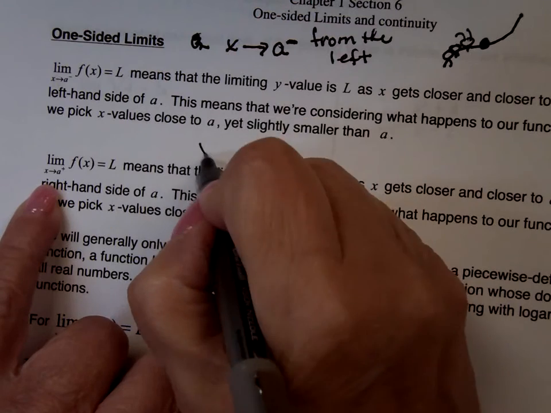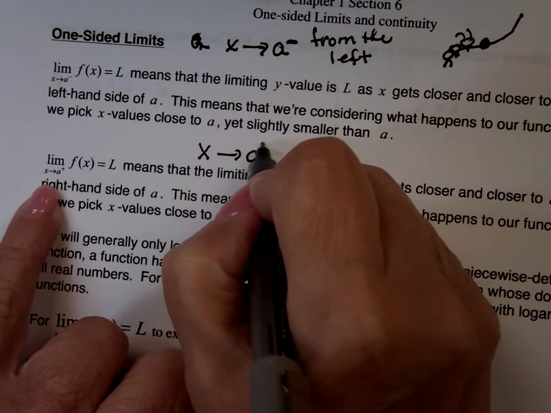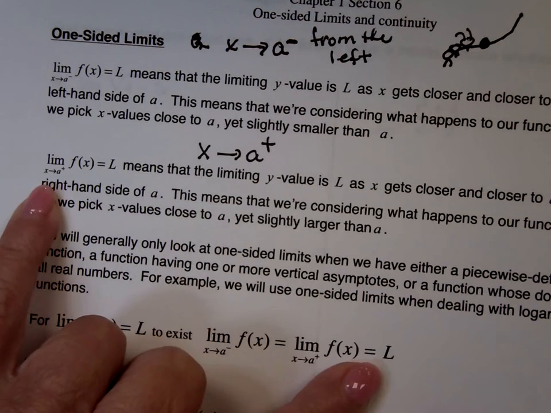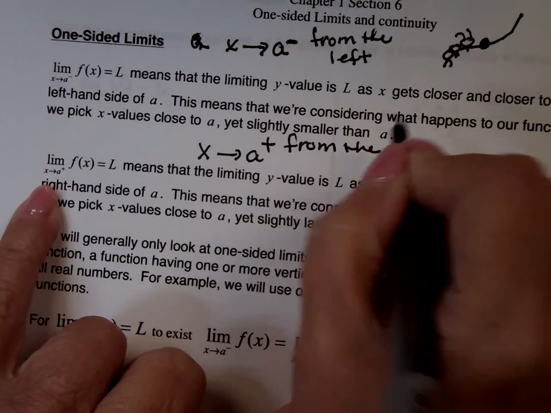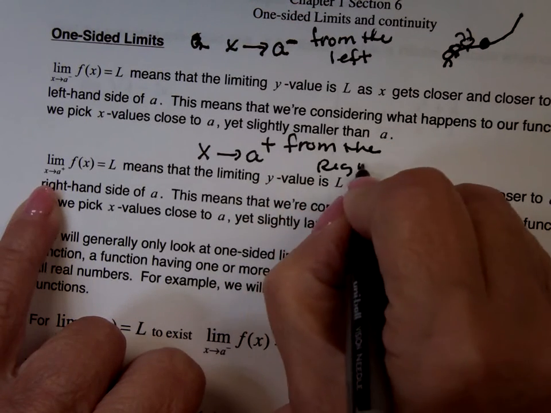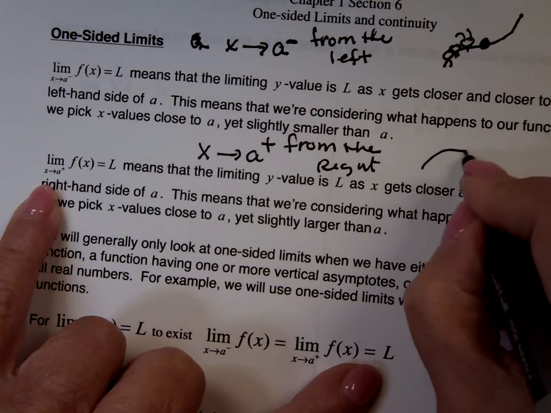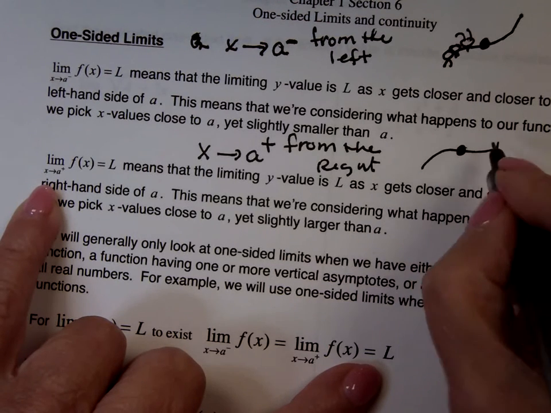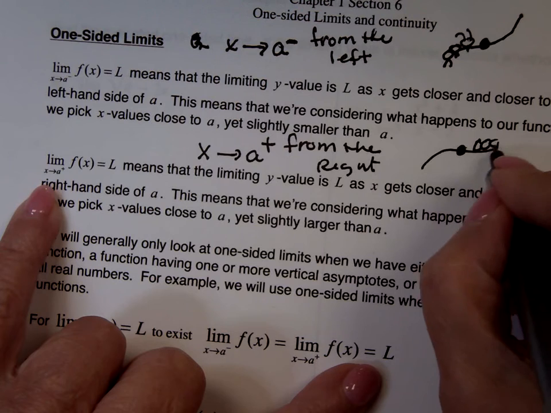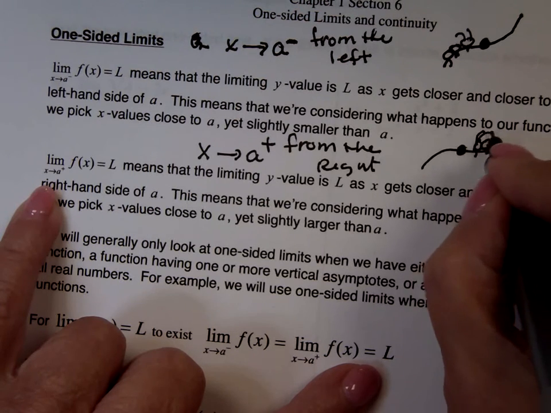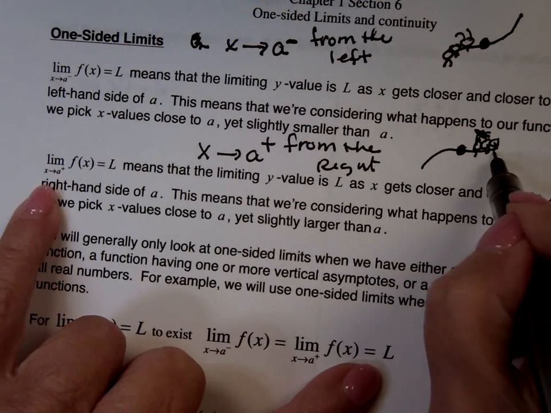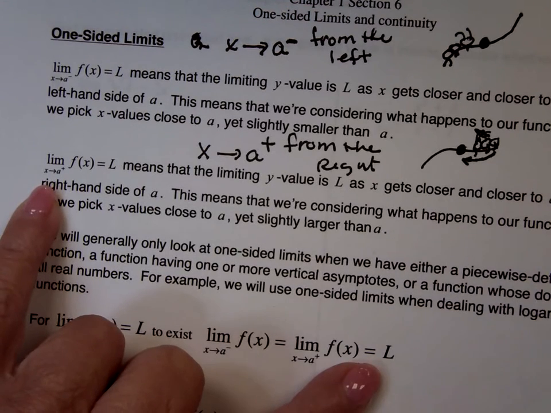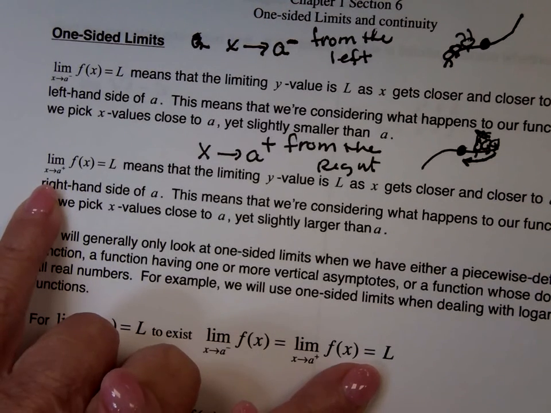This one, x approaches a, and the little plus sign means from the right. So that means if I have a graph, now only Harriet's involved. And then she's coming in by herself. You're only coming in from one side.